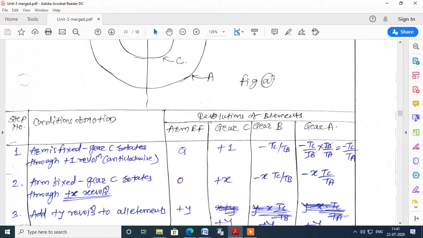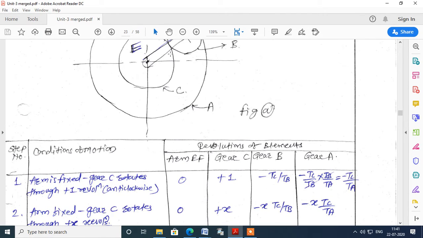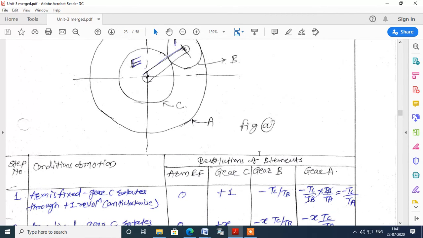Arm fixed means 0, gear C plus 1, gear B minus TC by TB, since C and B mesh externally. Now gear A: again minus TC by TB into TB by TA, so it is minus TC by TB into TB by TA. TB gets cancelled, giving minus TC by TA. Please understand this. This first row is very important. If your first row is correct, then all your rows are correct and you will get full marks.